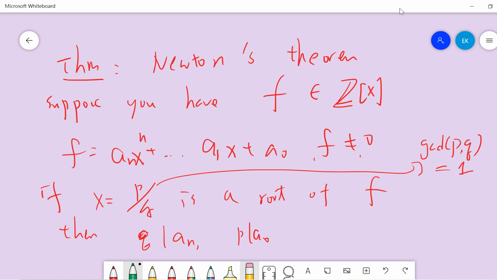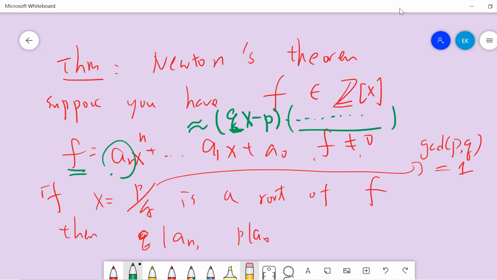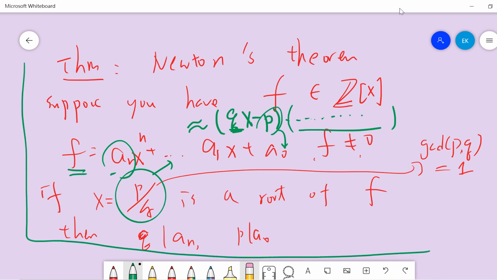And I will not prove this theorem here, but the hand-waving idea is that you can write f as (qx - p) times something. So intuitively, q should divide a_n and p should divide a_0. And to prove it rigorously, you need to plug this in and do the expansion. Okay, but I think it's trivial that you can prove it by yourself.